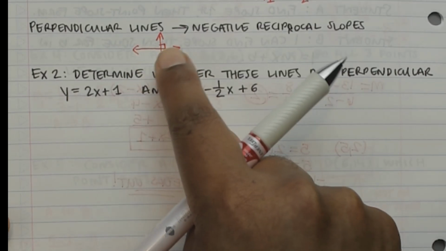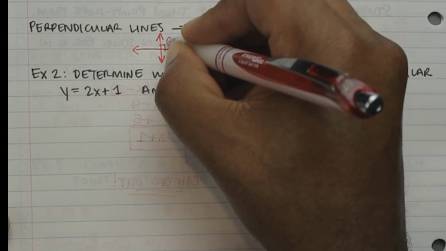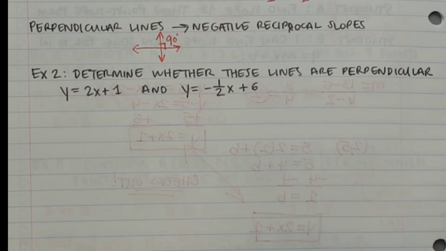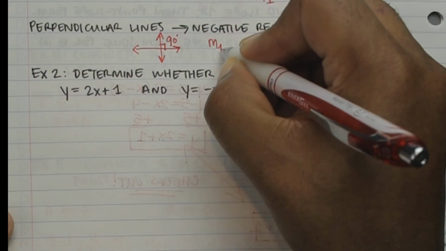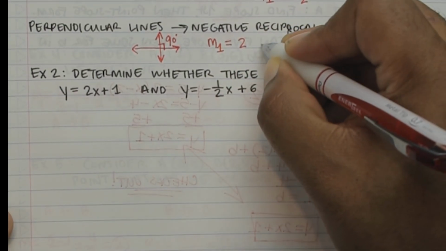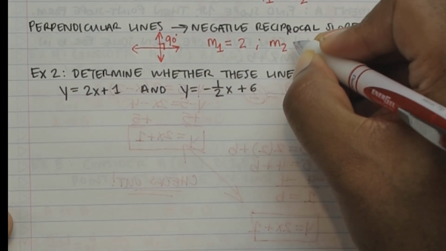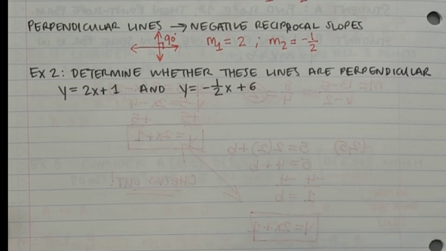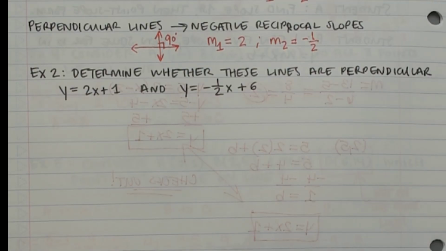Notice they cross and they form a 90-degree angle. Perpendicular lines intersect to form a 90-degree angle. Their slopes are negative reciprocals. For example, if m sub 1 is equal to 2, well, m sub 2 would be equal to negative 1/2, because that is the negative reciprocal of m sub 1. If one slope is negative 3/4, then the perpendicular slope would be 4/3.